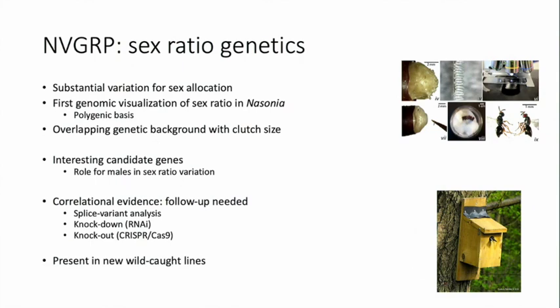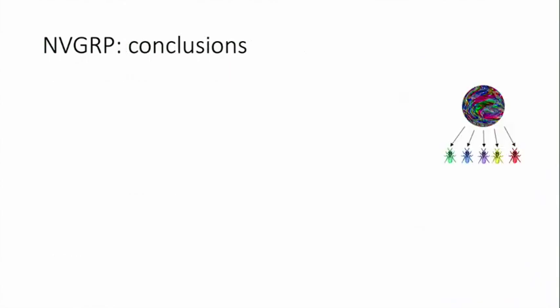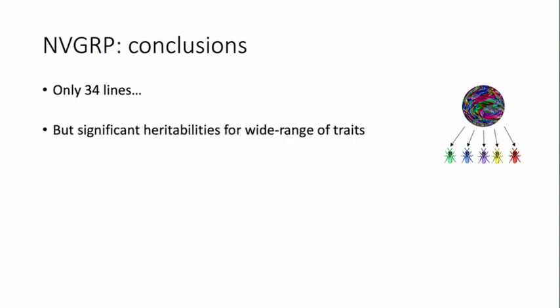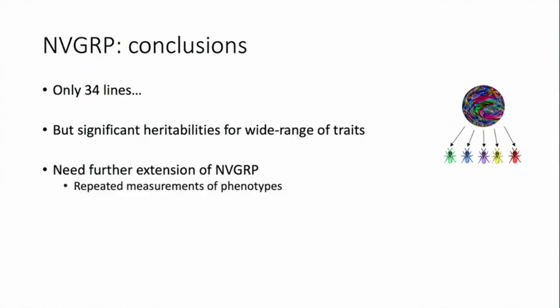And of course, the question is, is this present in newly wild-caught lines? Because I've been talking about a lab population and not about a wild population. So conclusions from this: okay, yeah, we only have 34 lines. That's not a lot, but we find significant heritabilities for a wide range of traits.